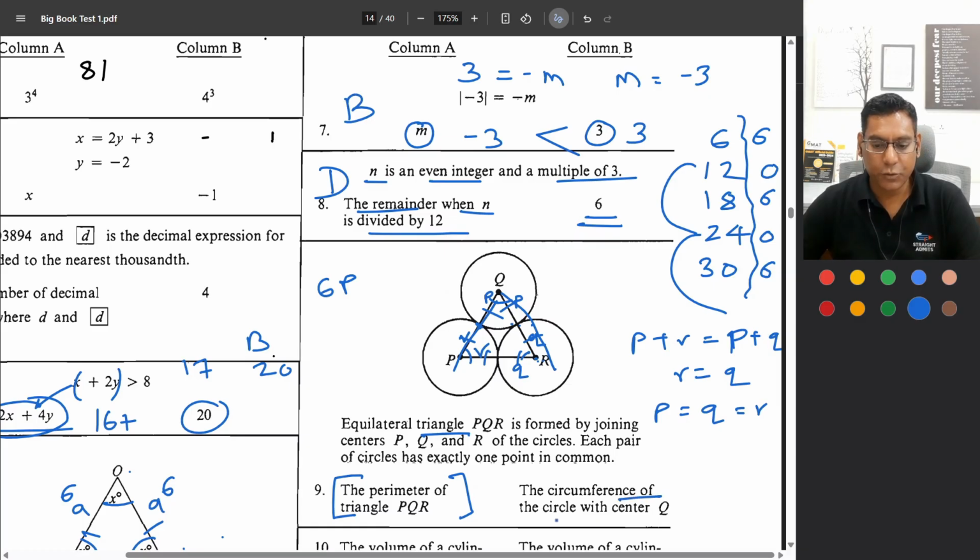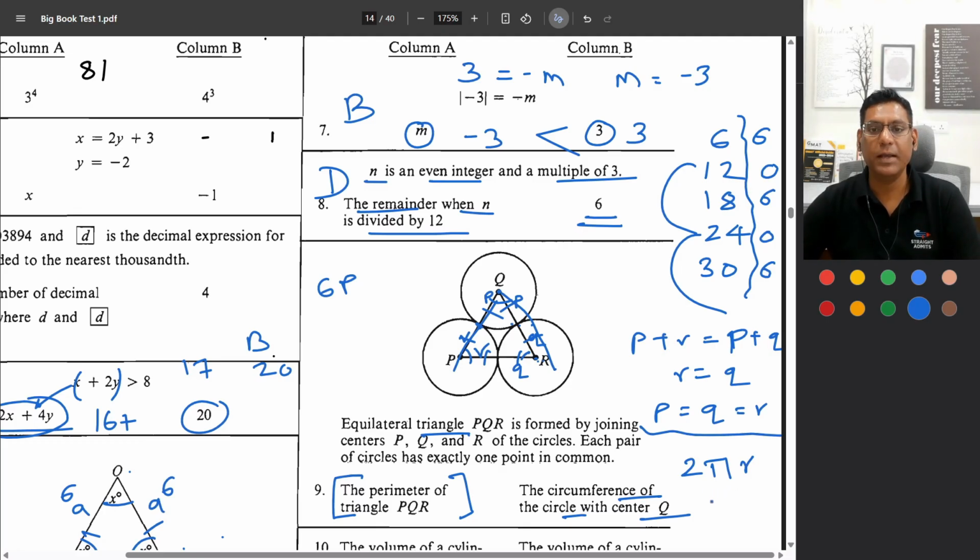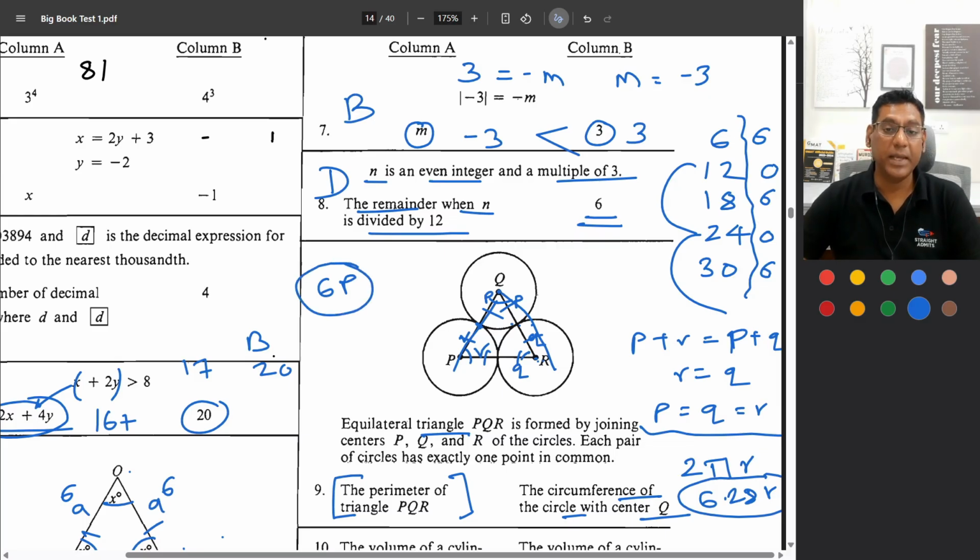The circumference of the circle with center q. Okay, so what is the circumference of a circle? 2 pi r. Okay, so this is 2 pi r. R is basically p, because p, q, r are all the same. Okay, 2 pi times the radius. What is 2 pi? Pi is 3.14, so 2 pi is going to be 6.28 r. So on the B side I have 6.28 radius, and on the column A side I have 6 radius, so the answer has to be B, right?